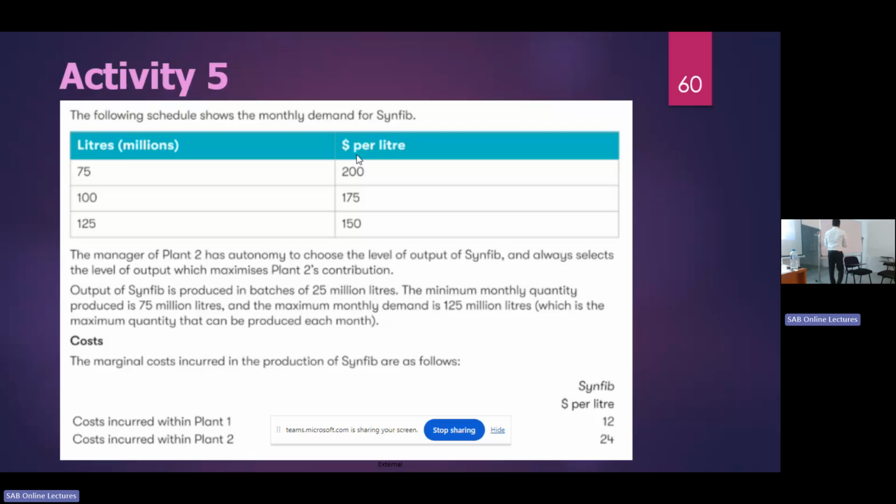Now there are three scenarios. Right? 1, 2, 3. Quantity and selling price. The first one is 75 million quantity can go at 200, or 100 quantity at 175, 125 quantity at 150. And the plant 2 manager has the autonomy to choose the level of output of synfib and always selects the level of output which maximizes the plant 2 contribution. He looks at the outcome that maximizes his contribution.